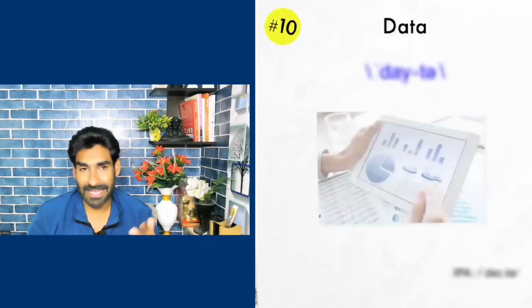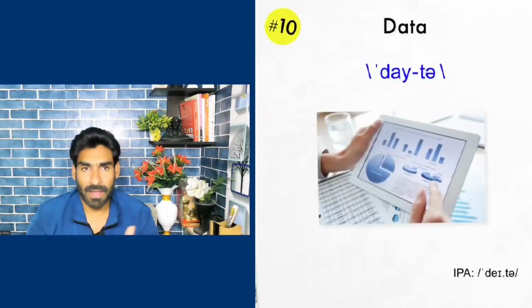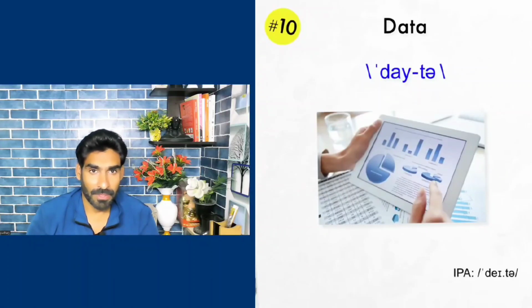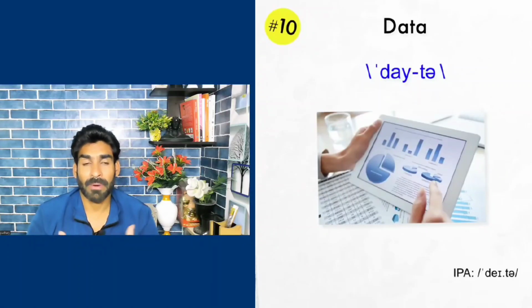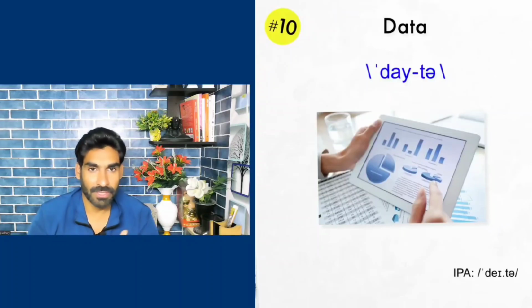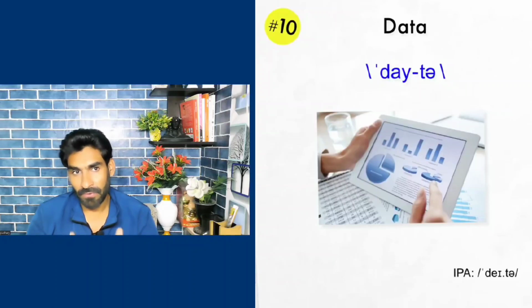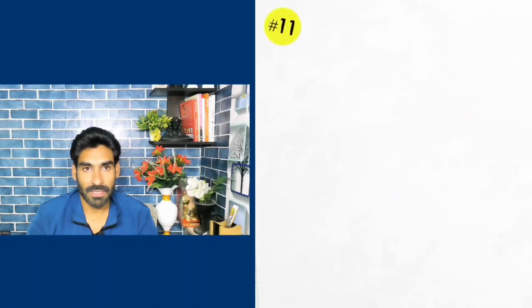The next word we have is data. Some people pronounce it one way, but it is incorrect. The correct pronunciation for the word is data. It is something like when you have some information in digital form and we call it data. The next word we have is cupboard.